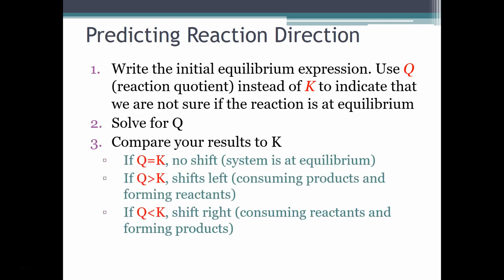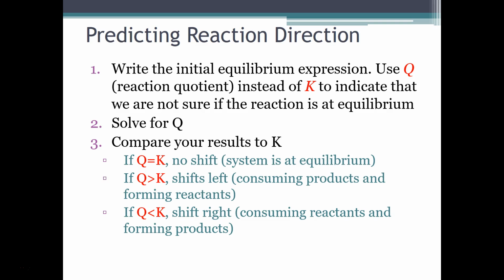Now, if Q is equal to K, then there'll be no shift. If your Q value equals the K value, then that means you're at equilibrium. If Q is greater than K, that means the reaction will need to shift left, forming more reactants. And if Q is less than K, it'll have to shift right.